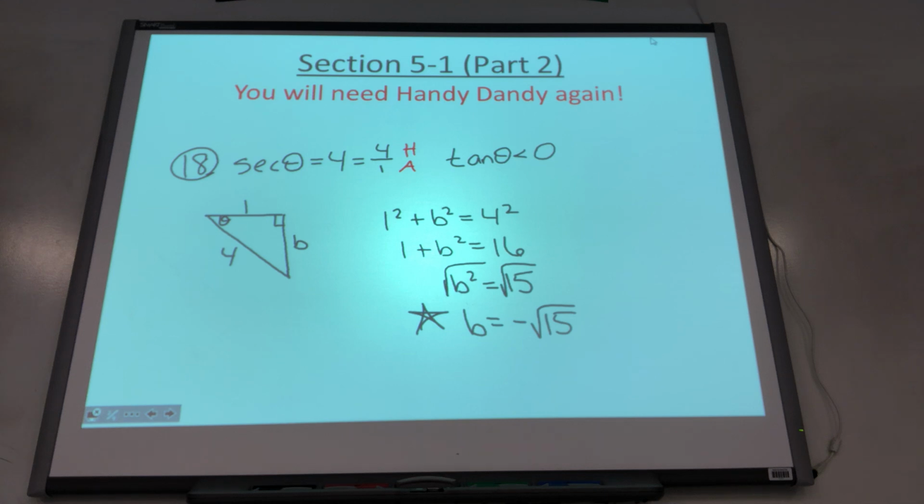So you want to look at the back of handy dandy. Does anybody not have their handy dandy with them? I have extra copies as always.